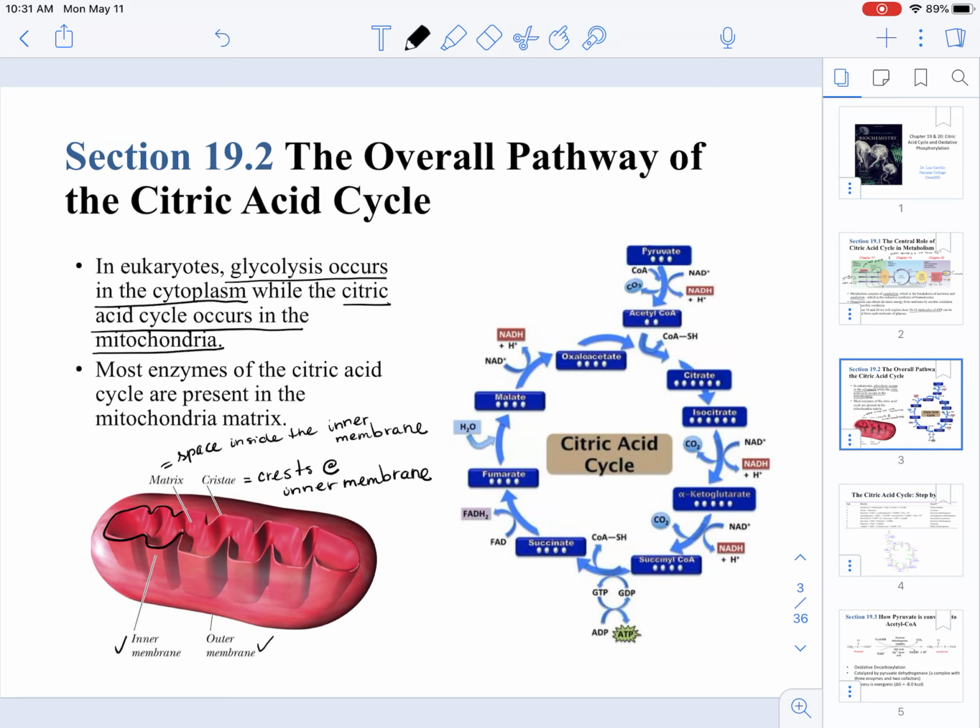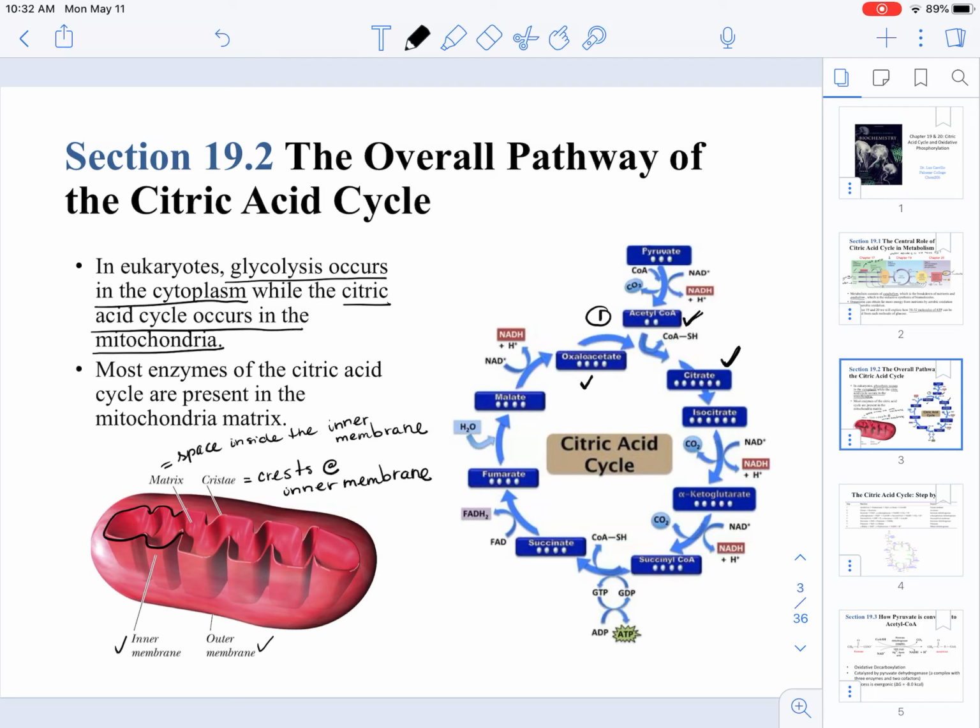Understand that most of the enzymes that are part of the citric acid cycle are actually going to be present in the mitochondria matrix. Now, as you can see on the right side of our slide, here we have the actual cycle. So understand that the first step of the cycle is going to be when the molecule of acetyl-CoA reacts with oxaloacetate to make citrate.